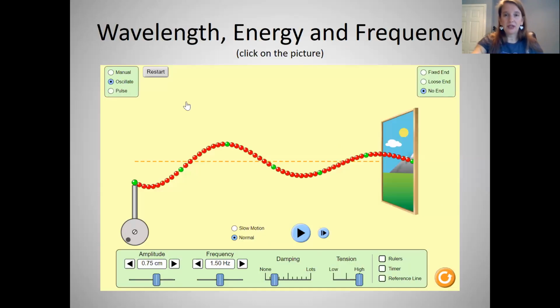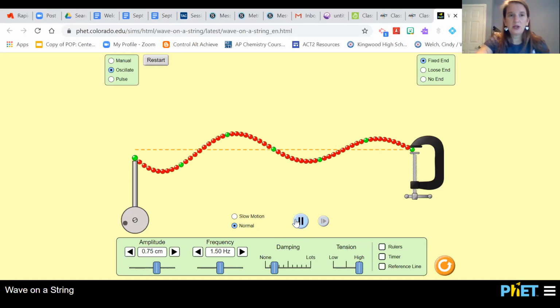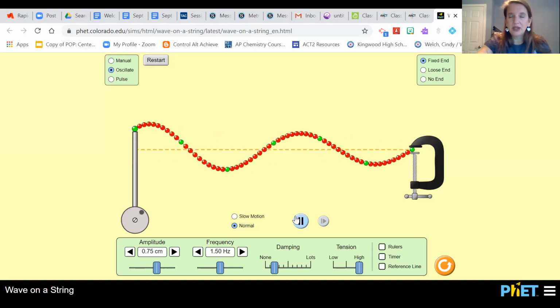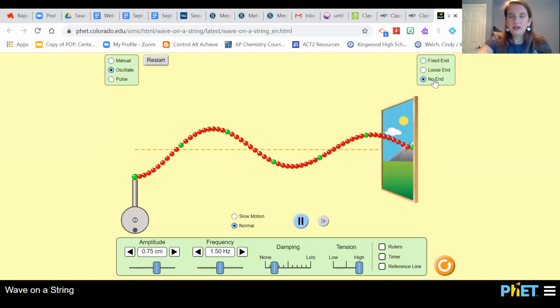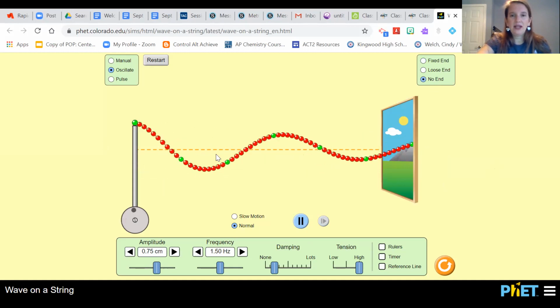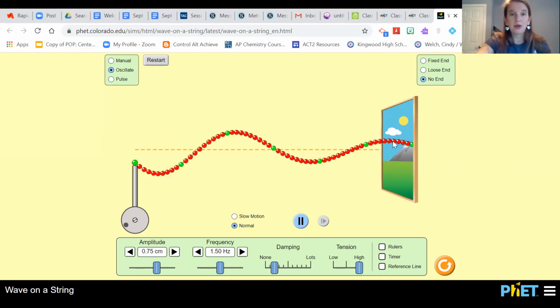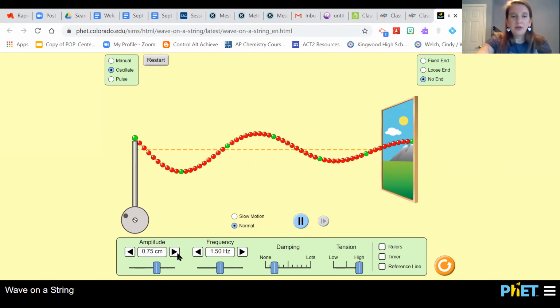Okay, so I'm going to take a look at this simulation. So I have to stop sharing, and I'm going to share my other screen now. So I'm going to go here to this PhET simulation. Now I'm going to go ahead and start. I have this as oscillate, so it goes automatically and I don't have to manually make the wave go. And I'm going to make it no end here. All right, so you can see here that our wave is moving down this line out the window or whatever that is.